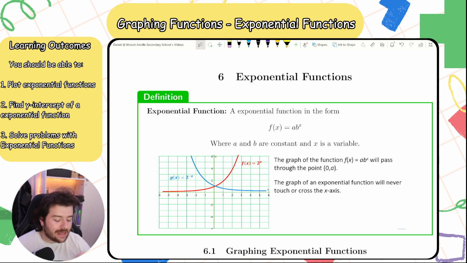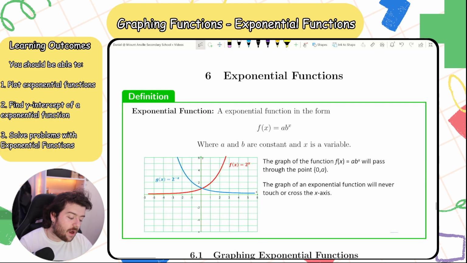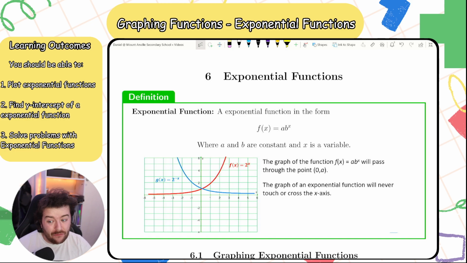Hello everyone. Okay, so in this video we are going to be looking at exponential functions. So what is an exponential function? Well, an exponential function is in the form a b to the power of x. So it would be something like a constant a times something to the power.